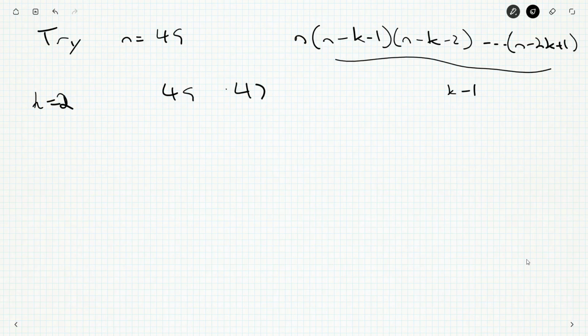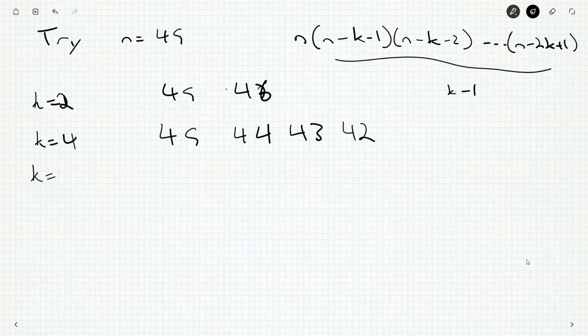So if k is 2, I'll get 46. That's a little too big. How about k is 4? If this works, then I can also check k is 3. So we'll subtract off 5 there, so we'll get 44, 43. We'll need 3 terms here, so 42. So we just miss it. How about 5? So that'll be 43 times 42 times 41 times 40. 4 won't work. 5 will work.